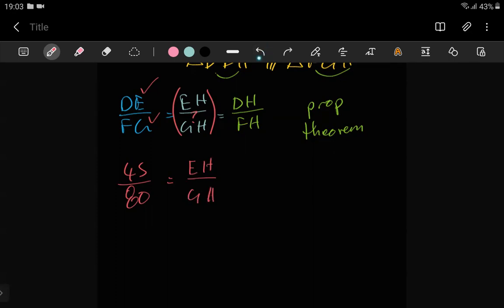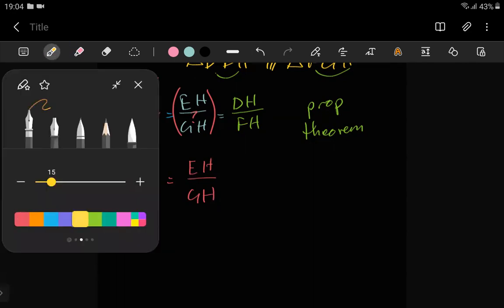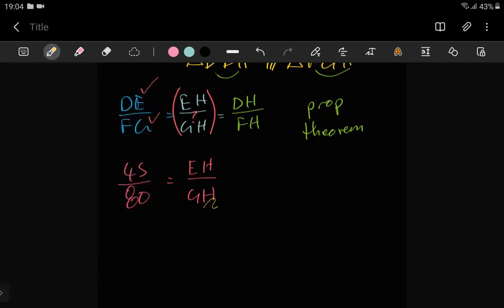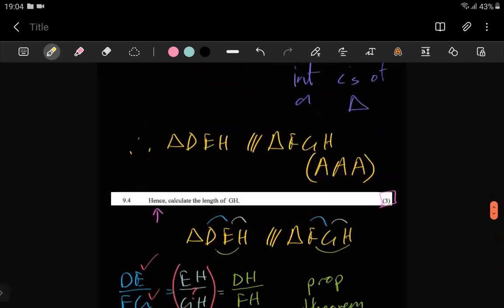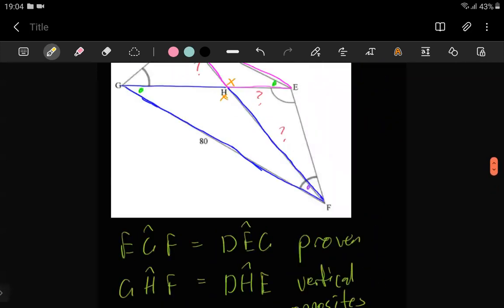So for 3 marks, we can see it's not just like you write something and you have your answer. You have a detour here. We have something missing, but our main focus is GH. So we might as well see what we can do to maybe find EH before we carry on. Let's see where EH is.